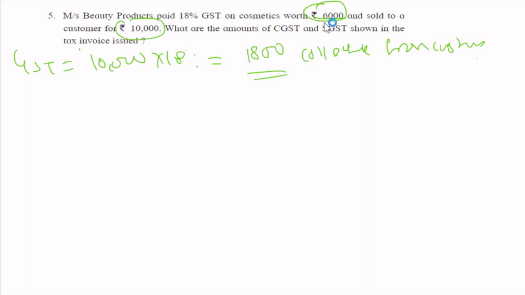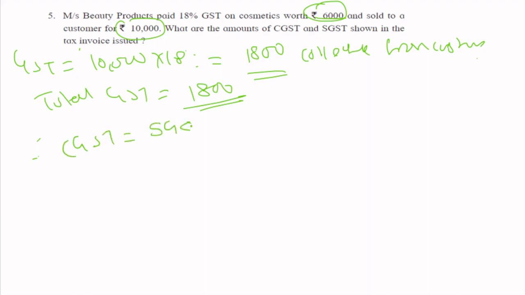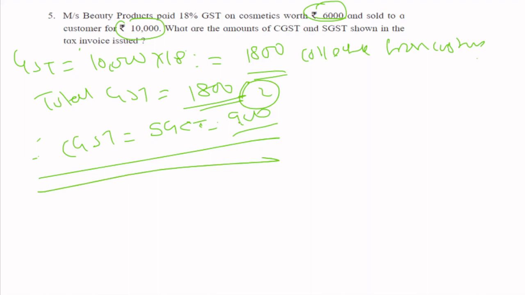Now you have to pay back the input tax to the government. But here in the tax invoice, you have to present everything, the total GST. So in the tax invoice, you have to furnish 1800. Therefore, CGST equal to SGST, you have to show as 900 each. Divide by 2, you know that. So in the tax invoice, you cannot skip, you cannot just show the GST payable by him.